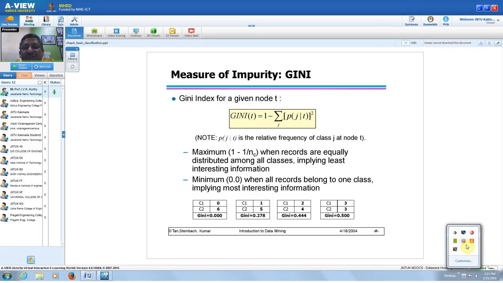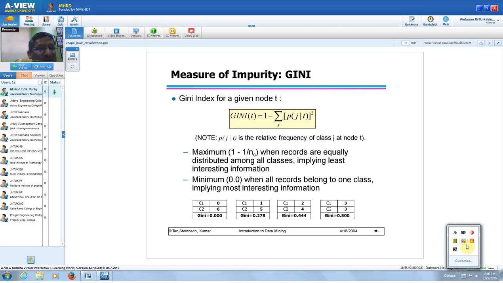Why is it 0? Can you please tell me, my students, why it is 0? It is defined by the probability. First, for C1 it is 0 out of the number of elements, so that is 0 squared. Plus the second one is 6 by 6, which is 1, 1 squared. 1 minus 1 squared is 0.